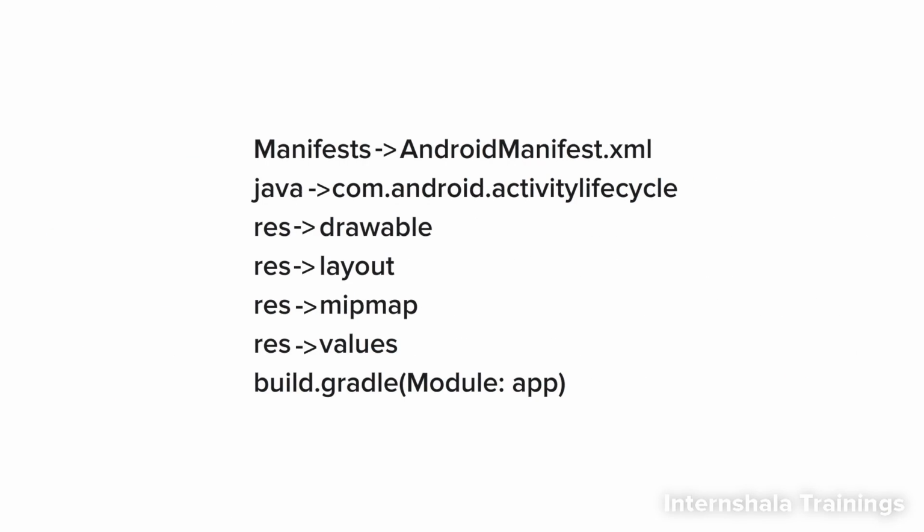A few files and folders that are important to us and that we will be using are androidmanifest.xml, com.android.activity-lifecycle inside the Java folder, the drawable, layout, mipmap and values files inside the res folder, and the build.gradle module app file. So that was all about the tour of the Android Studio. In the next video, we will work with the main activity.kt file.